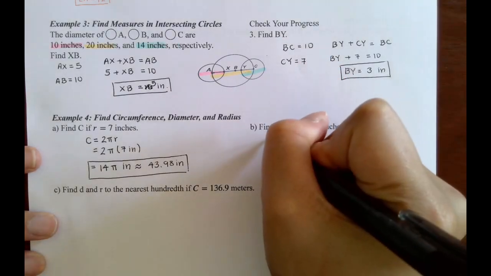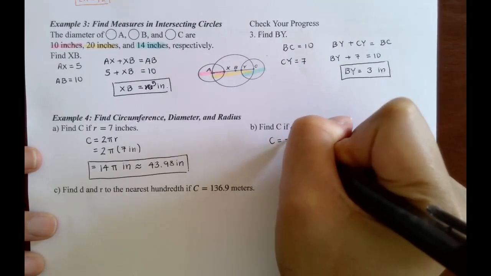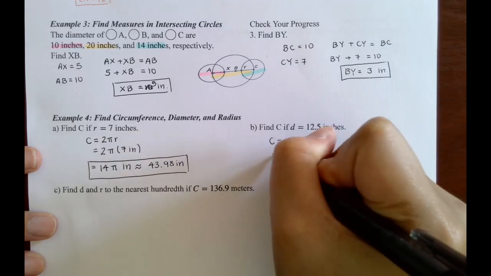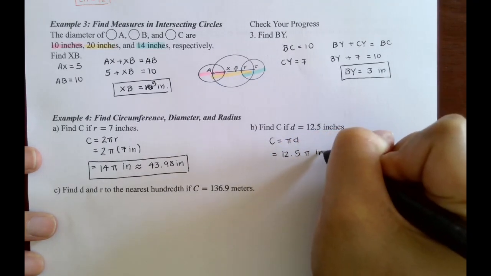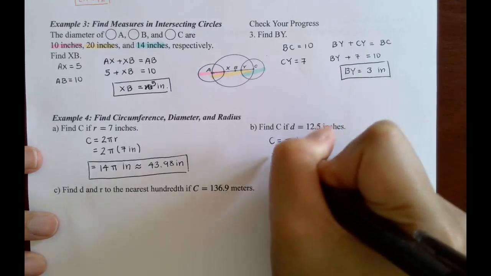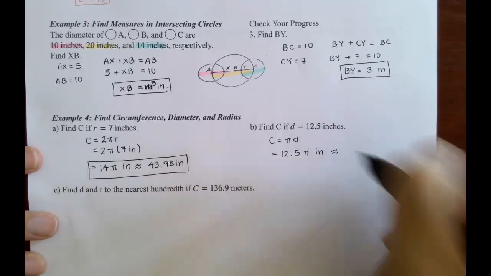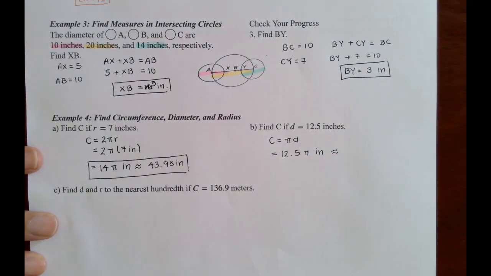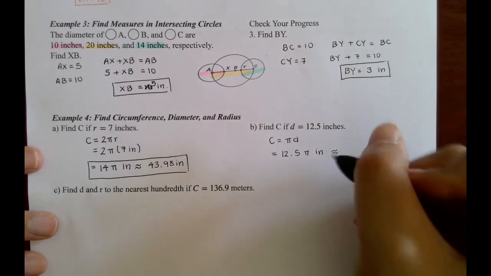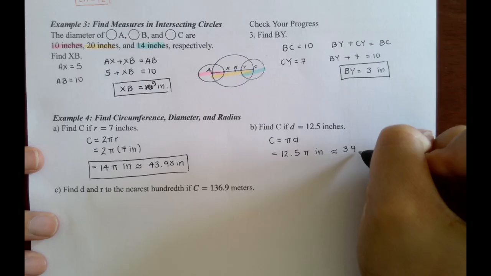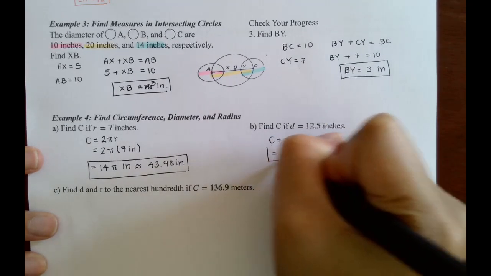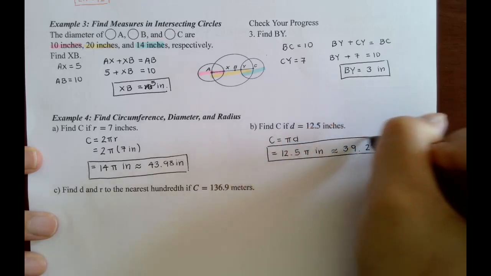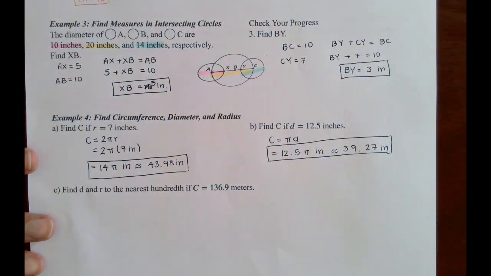So here, C is pi times diameter. So that would be 12.5 times pi inches. This is the exact circumference. And if I wanted to know what it is approximately, that is approximately 39.27 inches. And there you go.